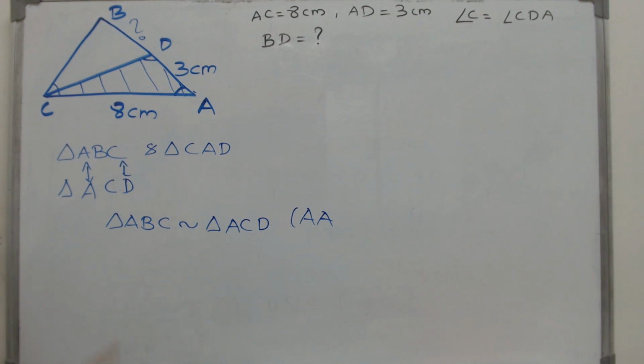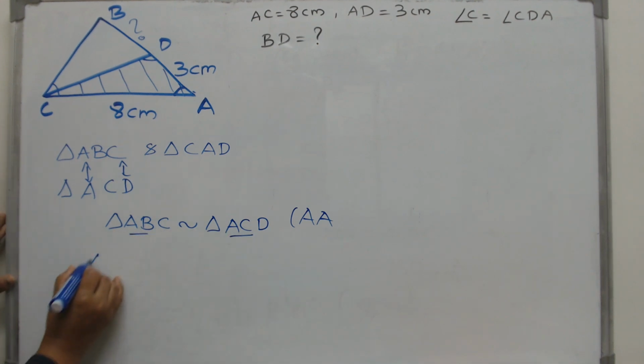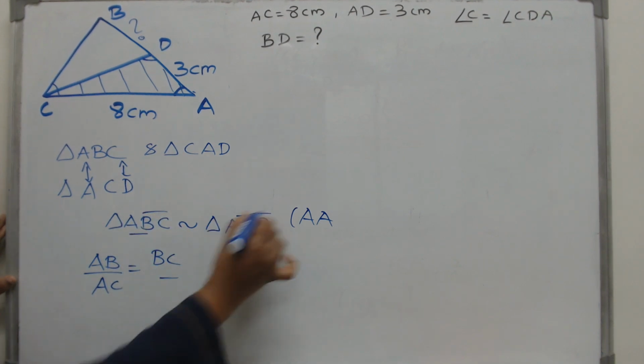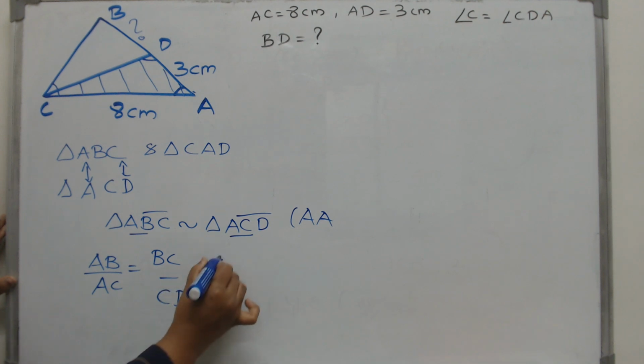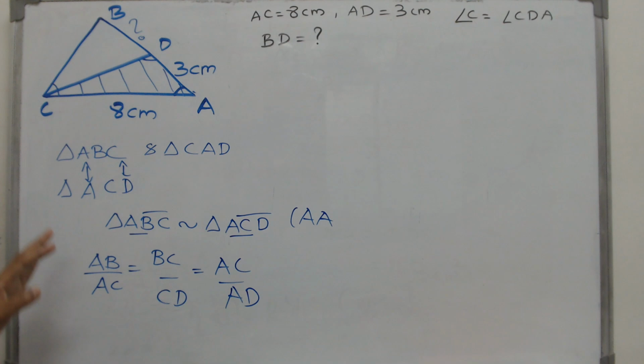And what does that mean? When two triangles are similar, then the ratio of their corresponding sides are also equal. So let us write down the corresponding sides. What do you have? AB by AC is equal to BC by CD, and that is equal to AC by AD. We have this information, but that does not mean that we have to use it. We will use only what we need.